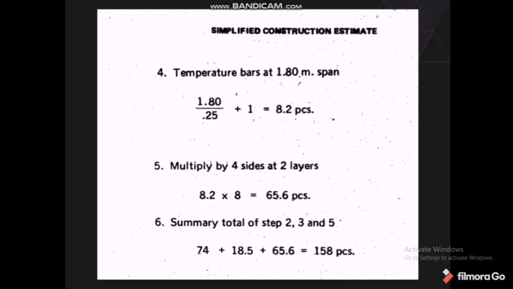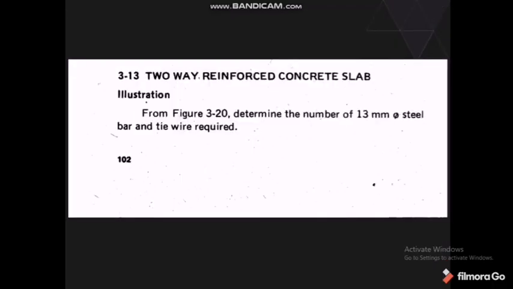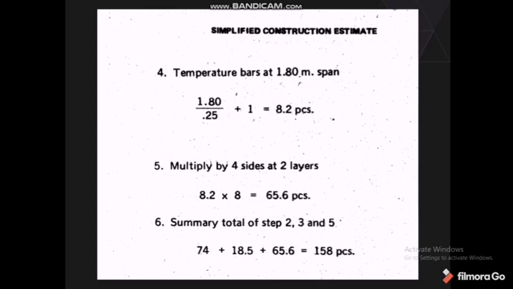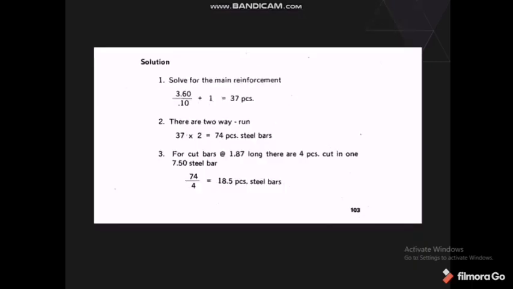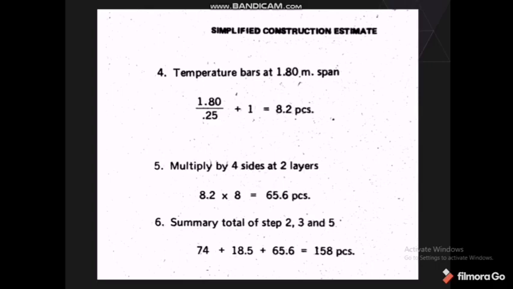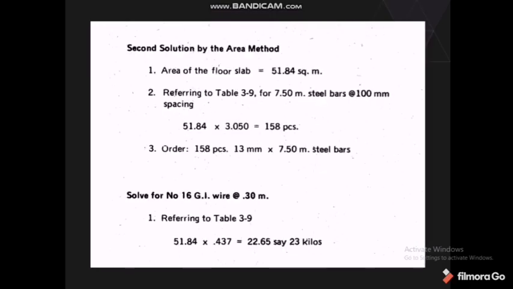For temperature bars at 1.80 meter span, 1.80 divided by 0.25 plus 1 is equal to 8.2 pieces. Then for the fifth part, multiply by 4 sides at 2 layers, because there are 2 layers. So 8.2 times 8, that is 65.6 pieces. For number 6, the summary total of steps 2, 3, and 5: 72 pieces plus 18.5 pieces plus 65.6 pieces, without number 4, that is 158 pieces.